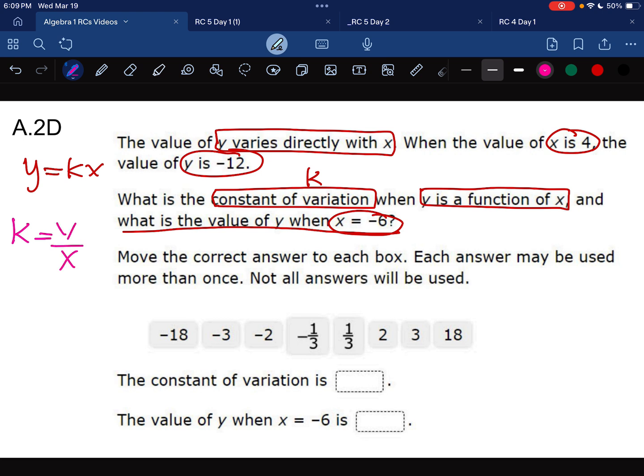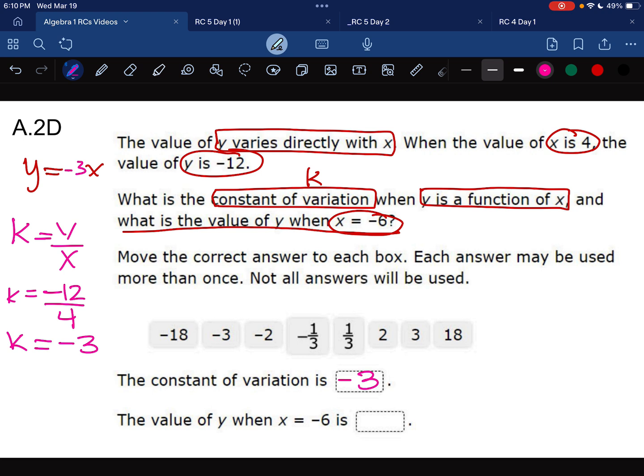That means my y value over x. So it would be negative 12 over 4. Let's go ahead and simplify that a little bit more. What would be our k value? Negative 12 over 4. Correct. It is negative 3. So that's our constant of variation, negative 3. So that means if we were to write this as an equation, it would now be y is equal to negative 3x.